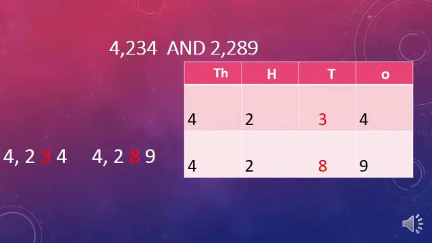So you have to check whether 3 is big or 8. Can you tell me? Yes, obviously 3 is smaller than 8. So which number is bigger and which is smaller? 4234 and 4289. 3 is smaller than 8. So 4289 is the greatest number, the biggest number. So for the greatest, the greater than sign will come here.